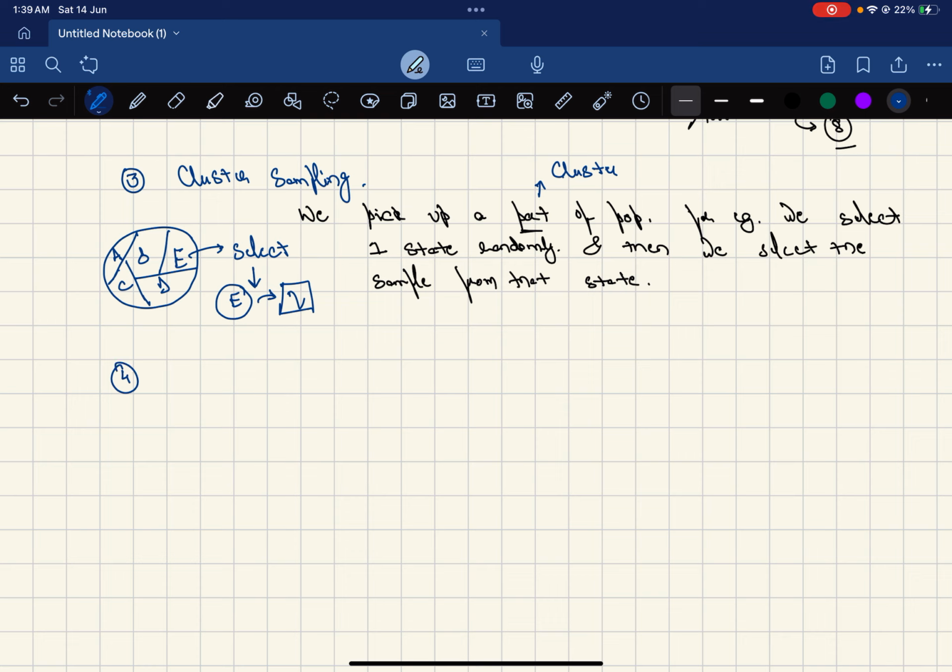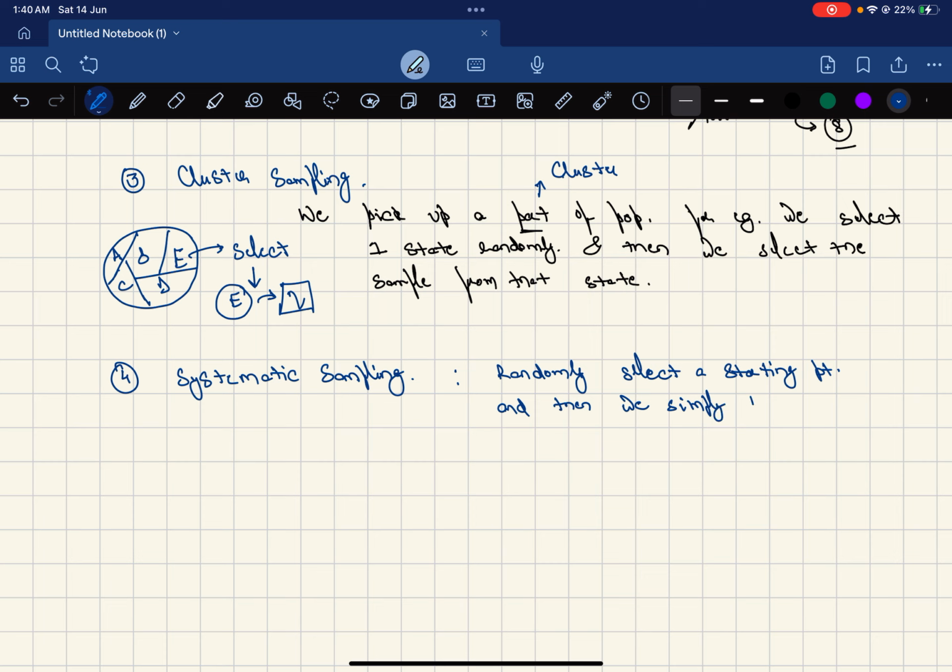Next, we would be looking at something called systematic sampling. This is the fourth way of probability sampling method. What we do is we randomly select a starting point, and then we simply pick every kth individual until a sample size n is selected.